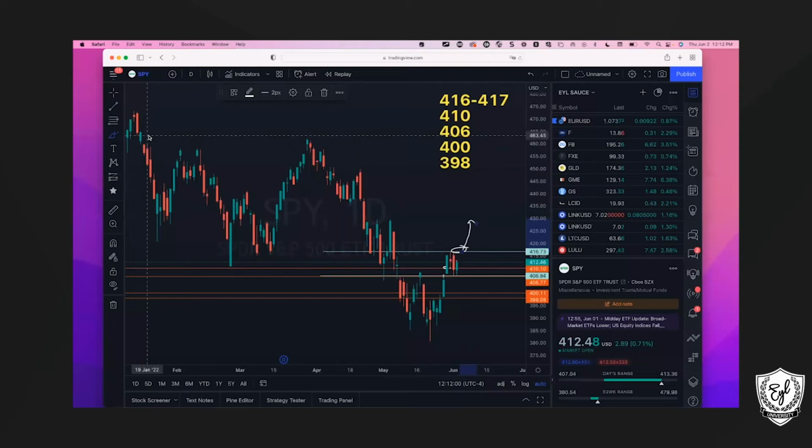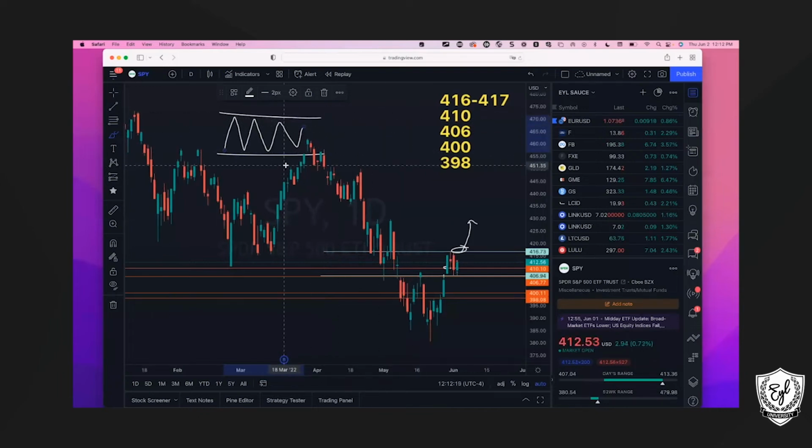So lower level is support and higher level is resistance. Correct. Yes, 100%. The resistance will be the ceiling, the support will be the floor. And as you can see right now, we're playing ping pong, ranging between the level of 406 and the level of 416, 417. So that is the reason why we say if we break through 410, go for calls. If we break below it, go for puts.